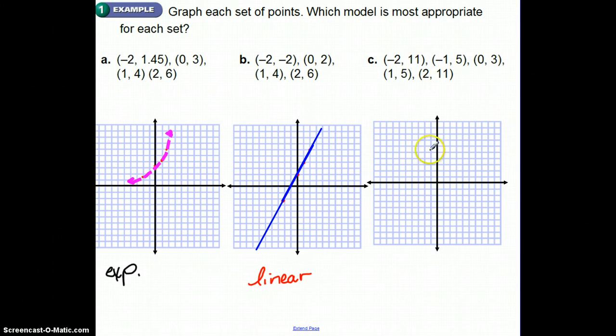Okay, now these have 11s in them, so I'm going to kind of just estimate a little bit off the graph. But -2, 11 would be like one past this. -1, 1, 2, 3, 4, 5. 0, 3. 1, 5. And 2, 11. Now I can also tell by the way this is set up, definitely talking about quadratic. So that's really the basis of this section.